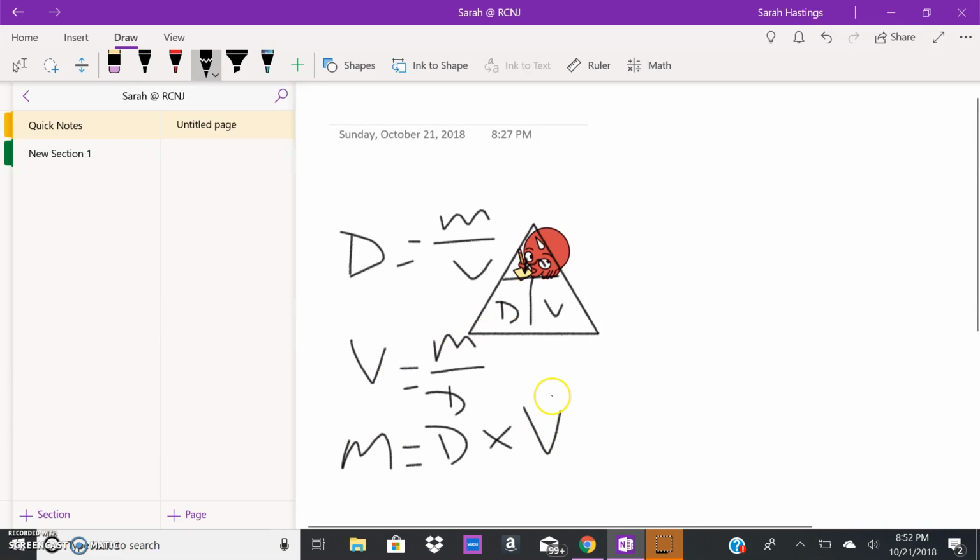Okay, so those are the three different ways that we can be asked about density or mass or volume. And all we have to do is draw our triangle and use our fingers or octocorns to cover up the variable we're searching for, the variable we're solving for, in order to figure out how to rearrange this density equation.